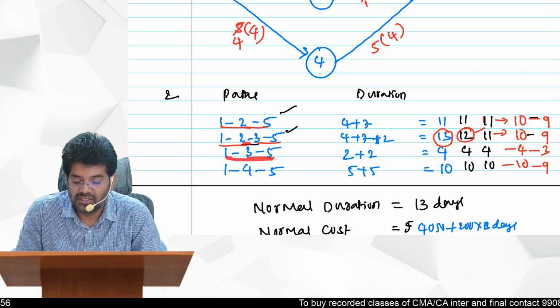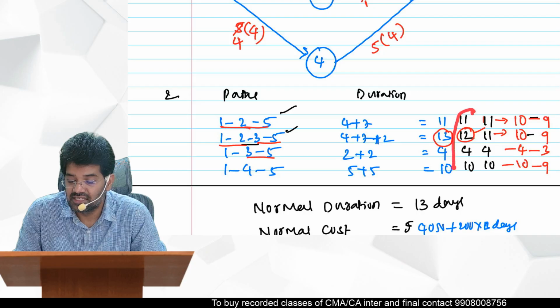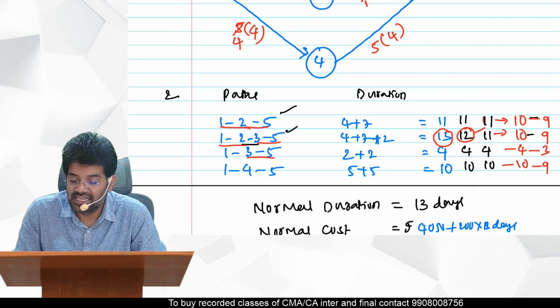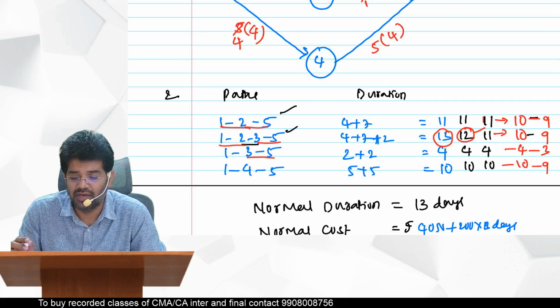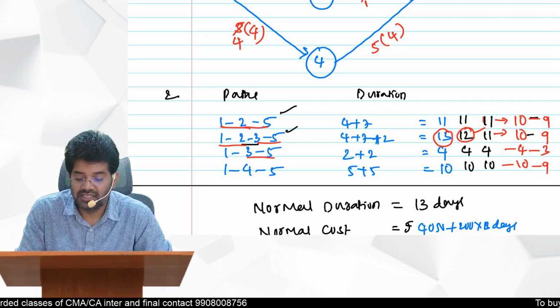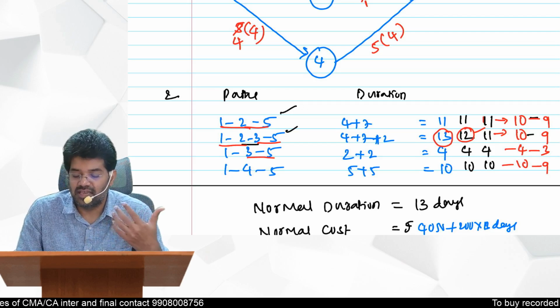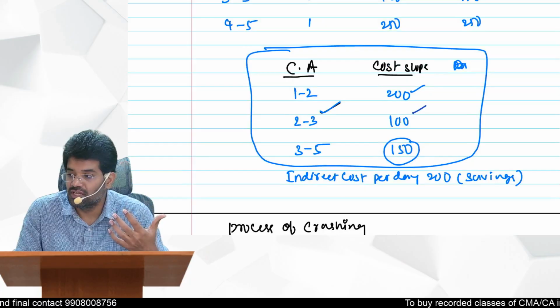In this path it is not there. In this also it is not there. So now the revised durations are 11, 12, 4, 10. Still this path is the only critical path. Still you have a single critical path only, so we can use the same activities now. That means we can use the previous one, the least cost slope one, which is 2 to 3 only.